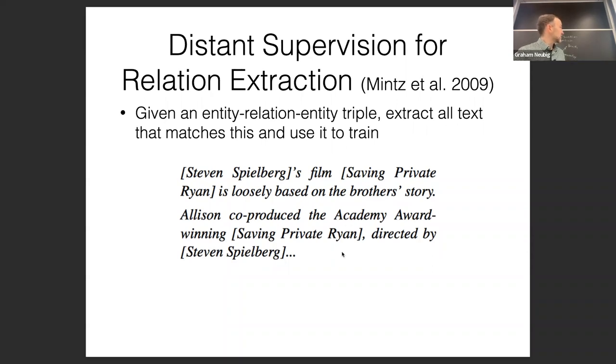This is good in some cases, because now we get Steven Spielberg, we get directed by, and we get Saving Private Ryan. So this is pretty clearly a positive example for learning the director relation, right? However, the top one, Steven Spielberg's film, Saving Private Ryan, is not so clear. It doesn't actually indicate that Steven Spielberg is the director. So this is maybe indicative, but it's not actually a true positive training example for this relation. This gives you training data for cheap, but it also has some noise, and handling that noise becomes a problem.